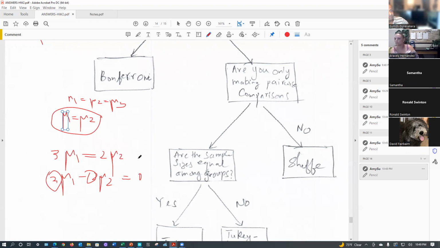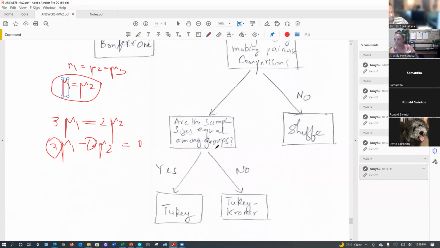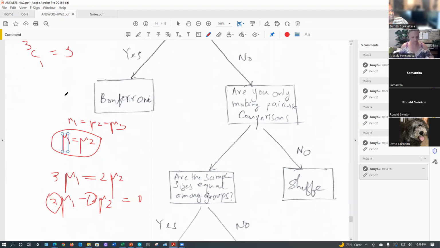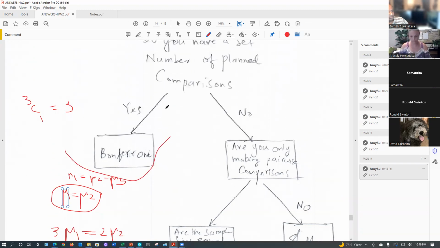If you are not doing that, then you check whether the sample sizes are the same among the groups. If yes, you do the Tukey. If not, you go to Tukey-Kramer. So this is the one they're going to ask us, the Bonferroni, the predetermined one.